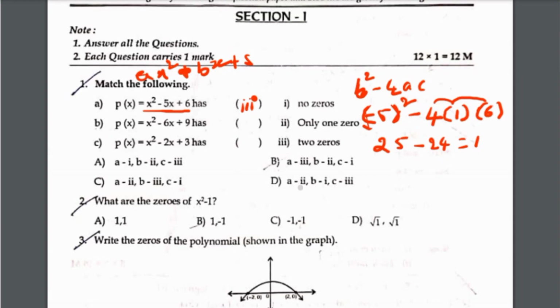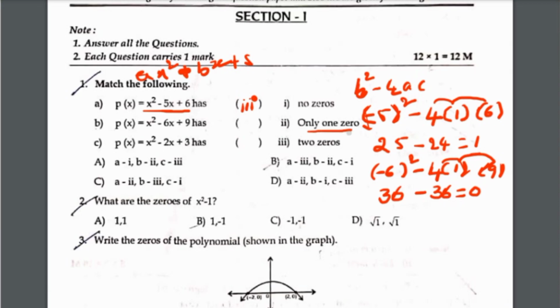Next, x square minus 6x plus 9. Here b value is minus 6 whole square minus 4, a value is 1 and the c value is 9. So 6 square is 36. This is called the discriminant. I am finding the discriminant. 4 ones are 4, 4 nines are 36, equal to 0. When b square minus 4ac value is 0, then you will have only 1 zero because of equal zeros. So that is option 2.